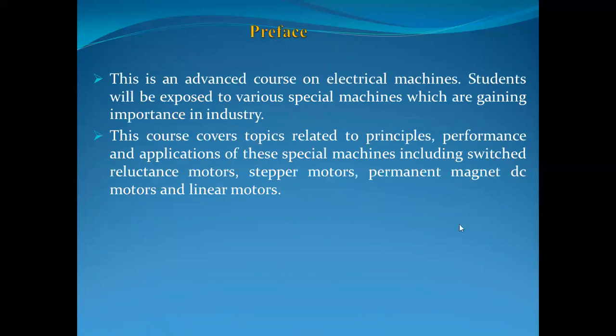About the subject or course which we have in this semester, special electrical machines is also called special purpose machines or special purpose motors. These are all mechanically driven motors, where whatever mechanical load is present is driven by the motor. We know all that. Here it is an advanced course on electrical machines in which students will be exposed to various special electrical machines which are gaining importance in industry.